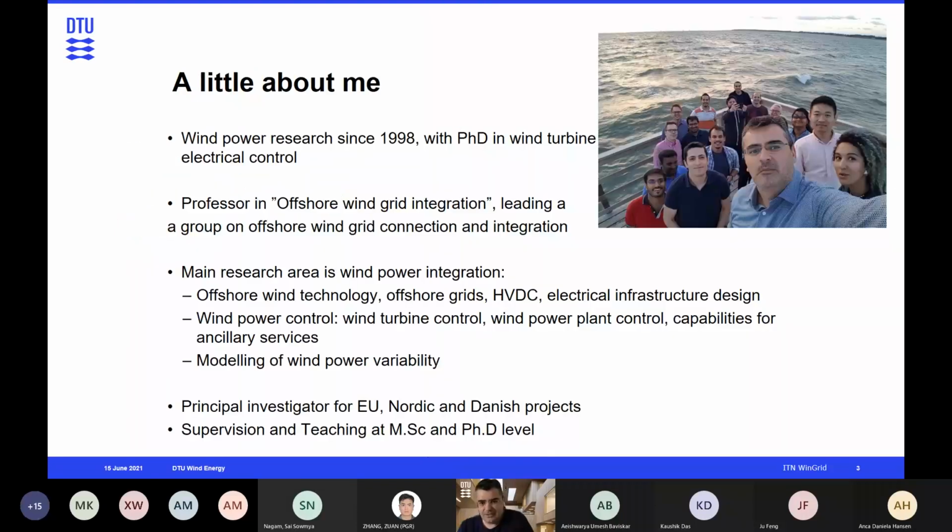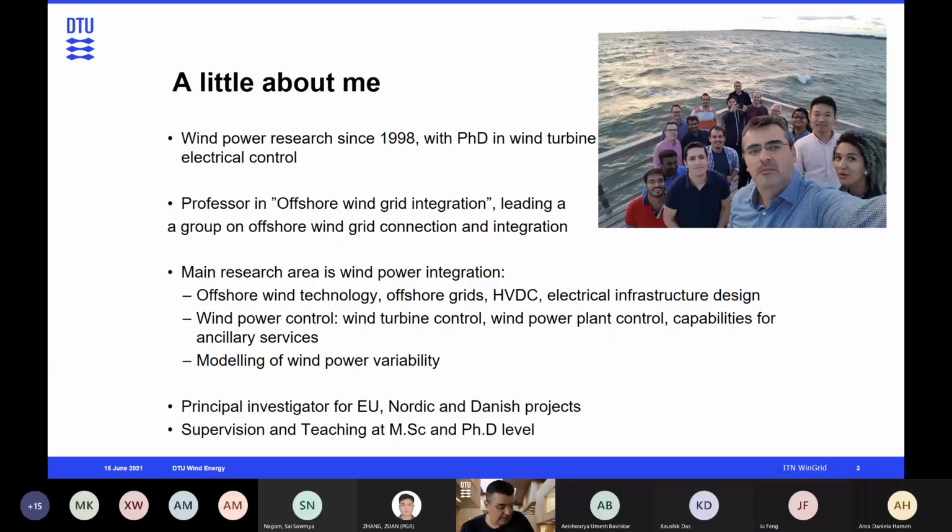But before that, just very briefly about myself. I think Anka said it a bit, but I like to show this picture. So I will say again that I started working on wind turbine electrical control many years ago, but in the last years I've been focusing much more on offshore wind, so more system level aspects, grid integration, and HVDC and electrical infrastructure design. And I also do supervision and teaching at master students and PhD level.